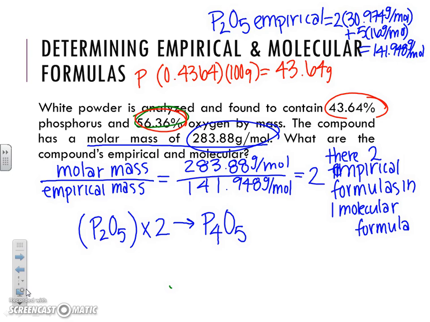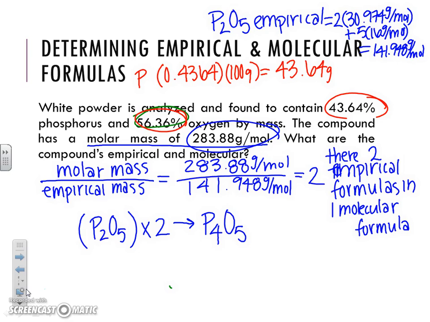So this is kind of a multi-step problem. You have to first assume a 100-gram sample, and then you use the grams of each element in the sample divided by their molar mass to find the moles of that element. You use the moles of each element to set up some mole ratios, and that allows you to find the empirical formula.